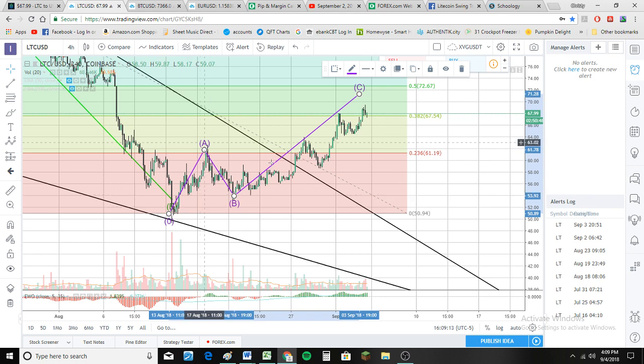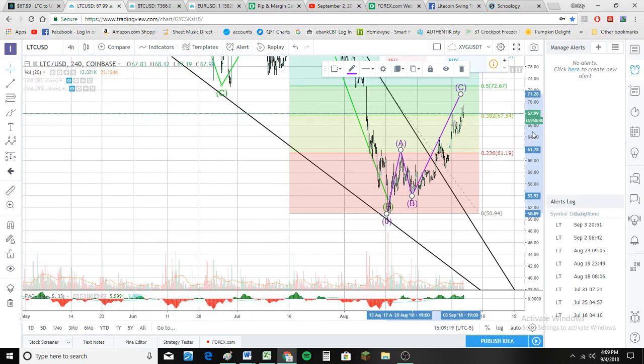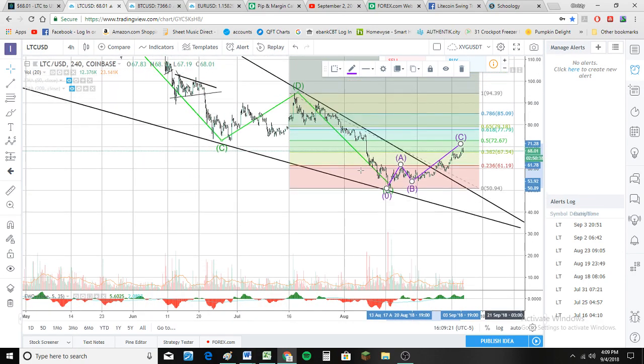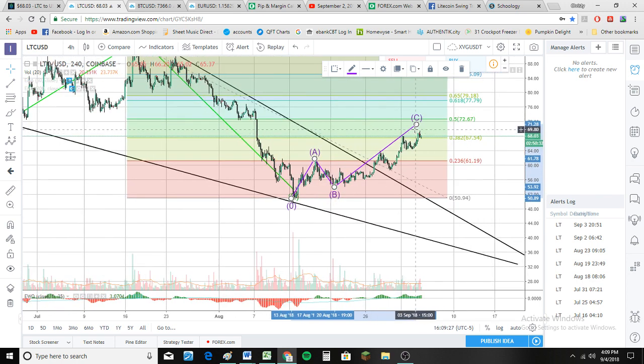This wave is also broken out of our structure. If I zoomed out for you, you could see that's our triangle that we formed in the structure. We've broken out of the structure. Now, it doesn't mean we're going up. It just means we've broken out of the structure. So what are we looking at? Well, I still don't know.